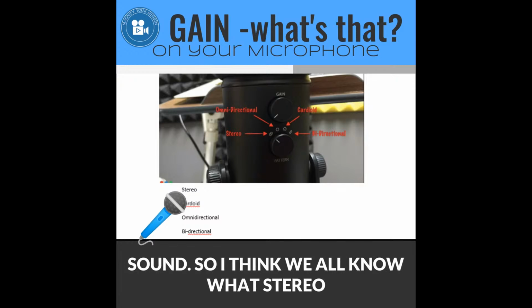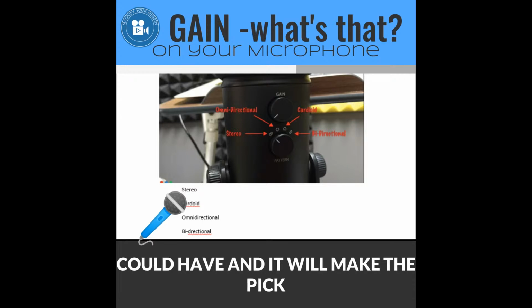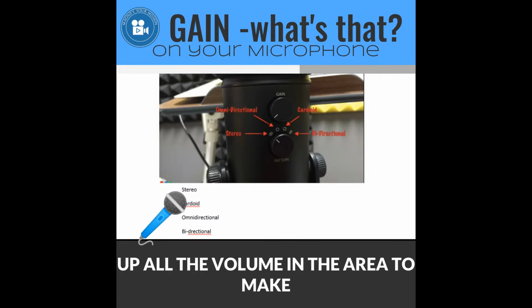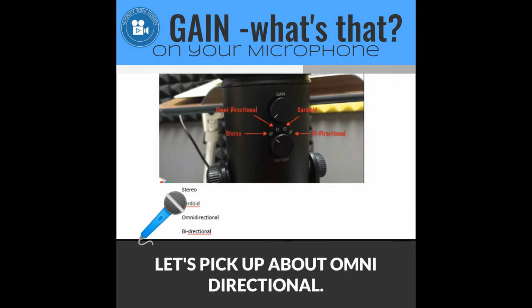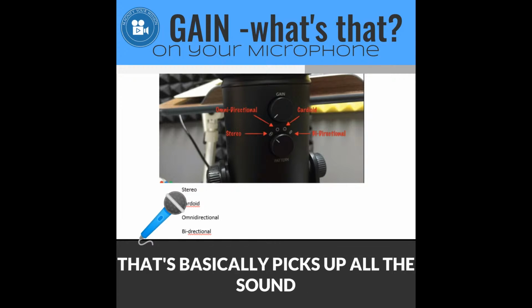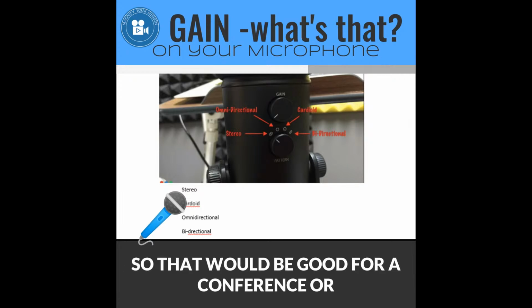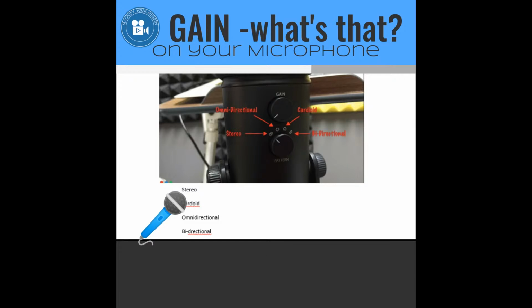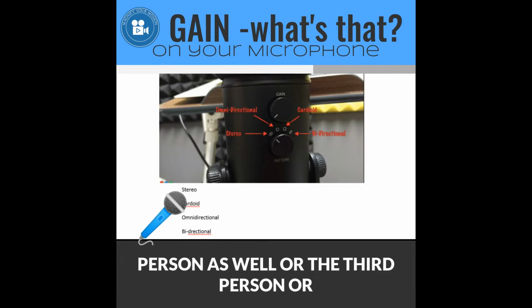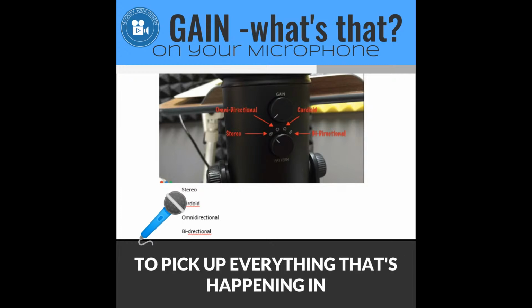I think we all know what stereo is. It's one of the settings you could have, and it will pick up the sound in the area to make it stereo from two directions. Let's talk about omnidirectional. That basically picks up all the sound around in a circle around the microphone. That would be good for a conference, or if you have more than one person speaking to the microphone, or if you're playing music and you want to pick up everything that's happening in the room.